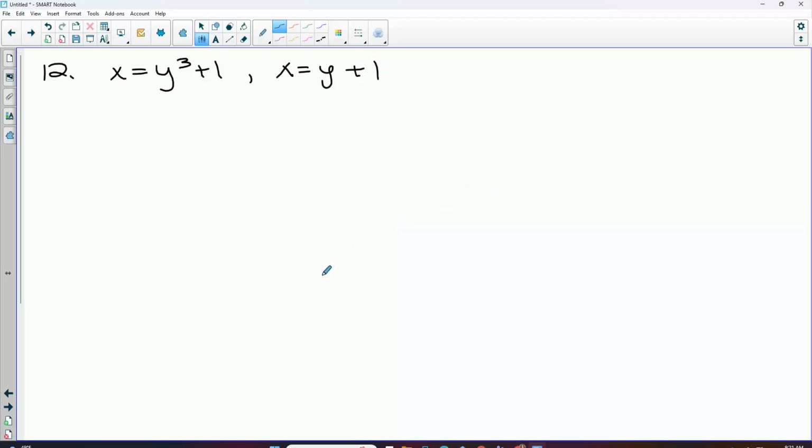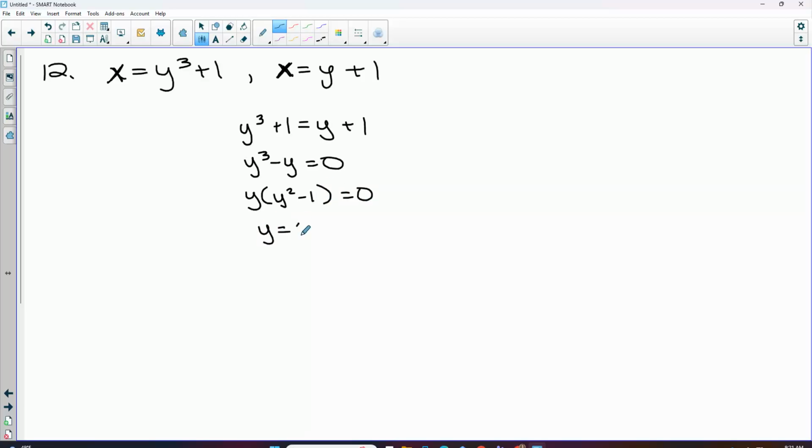Okay. This one may be a little bit harder in terms of solving. We can do it either way, but since they're both already x equals, do you just want to work with the y's? So to find our intersection, we had 3 points. They intersect when y is 0, 1, and -1.